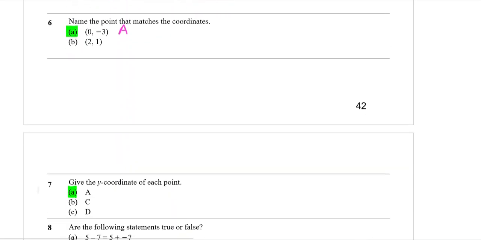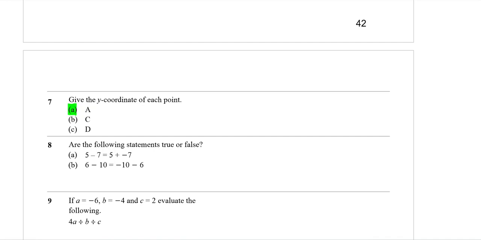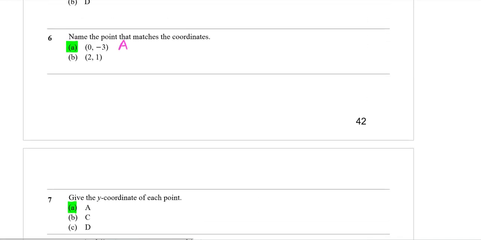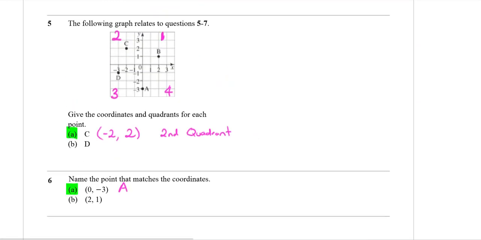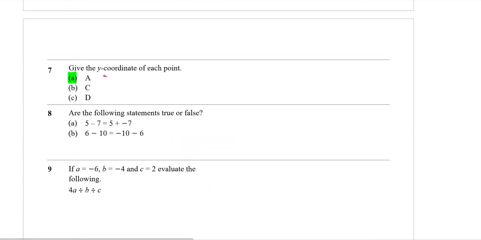Okay, we've got some more of these. Here's another one. Give the Y coordinate of each point. This is still talking about that graph. So I'm going to go back up here. It says for point A. So this was point A that we just talked about. The Y coordinate means here's my Y axis. What number is it at on the Y axis? The -3. So the Y coordinate for that one is -3.